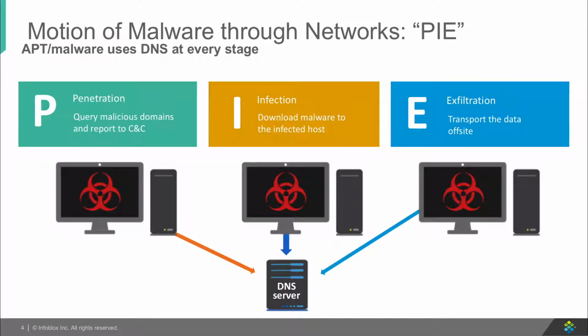So malware uses DNS at several different stages: to penetrate your network, infect your network, and subsequently with C&C callback, they'll be inside your network, literally. And then they'll start exfiltrating data, and everything goes downhill from there.